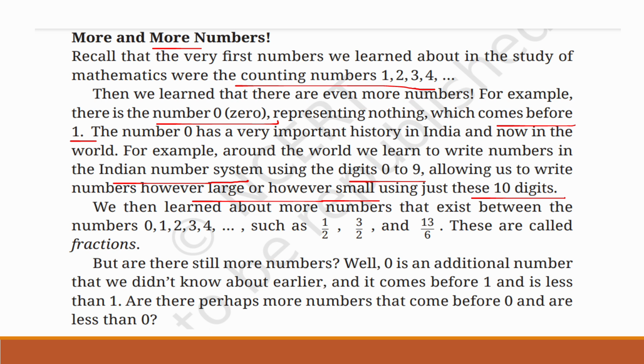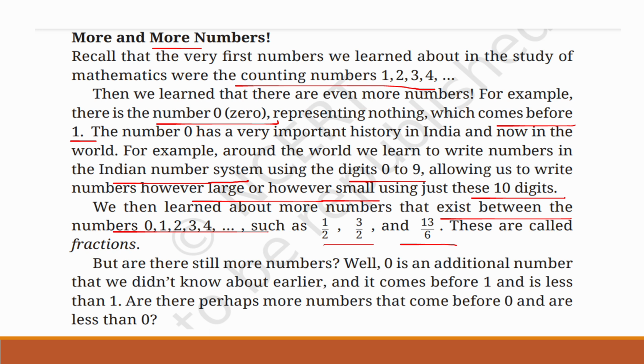We then learned about more numbers that exist between the numbers 0, 1, 2, 3, etc., such as 1 by 2, 3 by 2, 13 by 6. These are called fractions. Fractions represent parts of a whole or a group. These numbers exist between the numbers 0, 1, 2, 3, 4, etc.